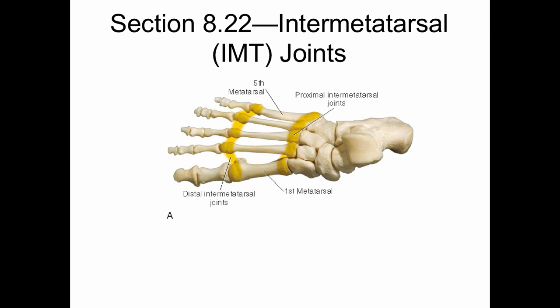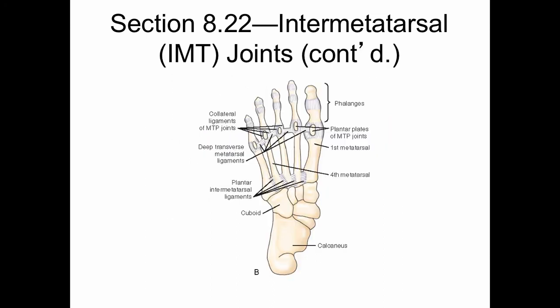The intermetatarsal joints are located between the metatarsal bones of the foot, as seen here in this figure. There are both proximal and distal intermetatarsal joints where all 5 metatarsal bones articulate with each other. This plantar view illustrates the ligaments of the plantar surface of the forefoot, including the plantar intermetatarsal ligaments of the proximal intermetatarsal joints and the deep transverse metatarsal ligaments of the distal intermetatarsal joints.